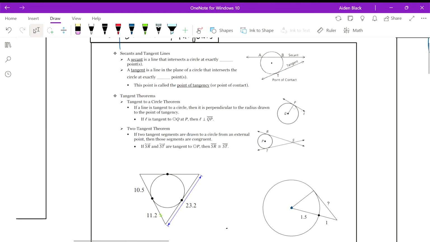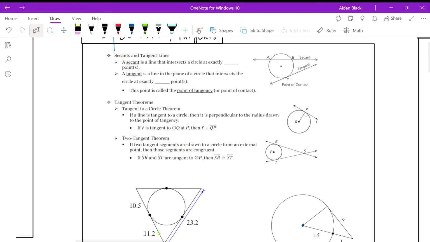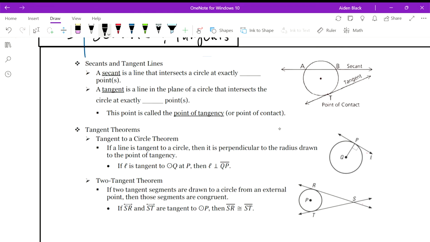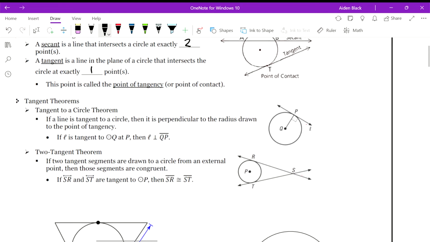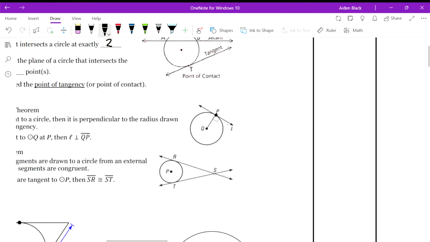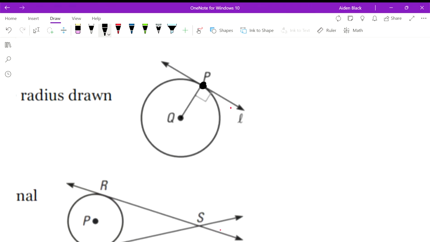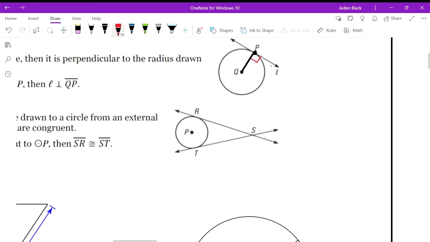Secants and tangents, this just introduced you to secants and tangents. Secants are lines that cross the circle exactly 2 times, while a tangent is a line in the plane of a circle that intersects the circle exactly 1 time. We also know that where it intersects the circle creates a right angle with the radius drawn to that point of tangency. That's very important.